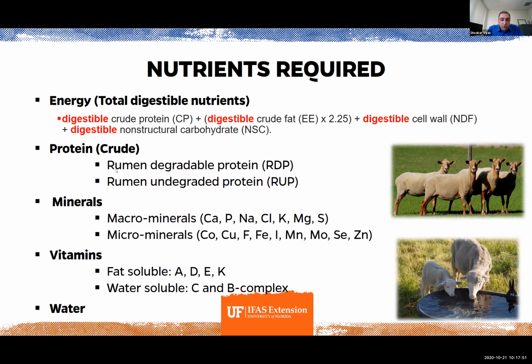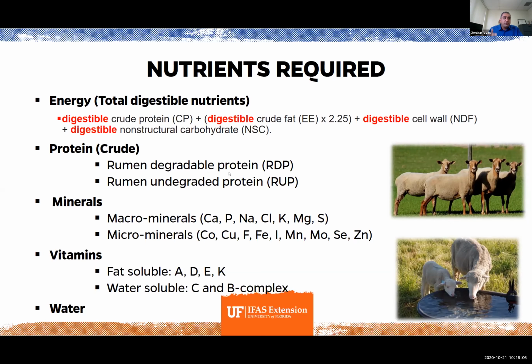The second is crude protein. It allows us to measure the nitrogen in the diet. And because these are ruminants, some of the nitrogen is available in the rumen, which is called rumen degradable protein.